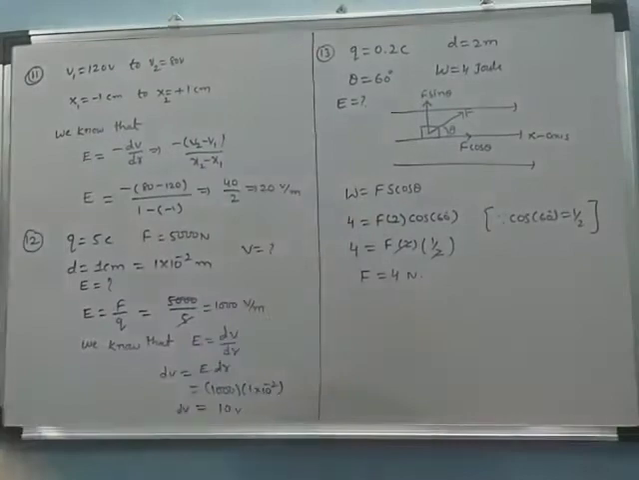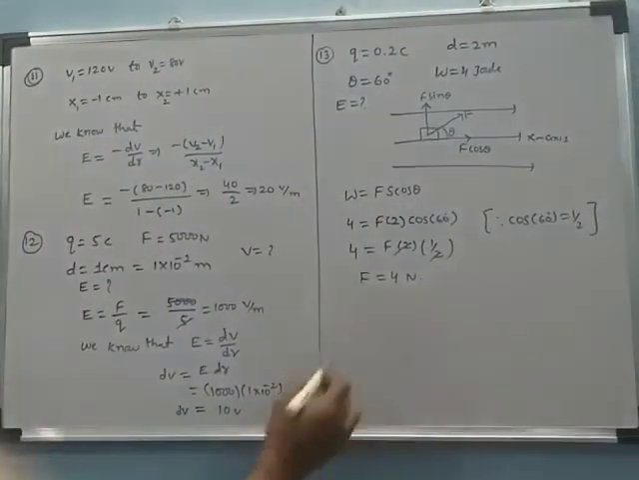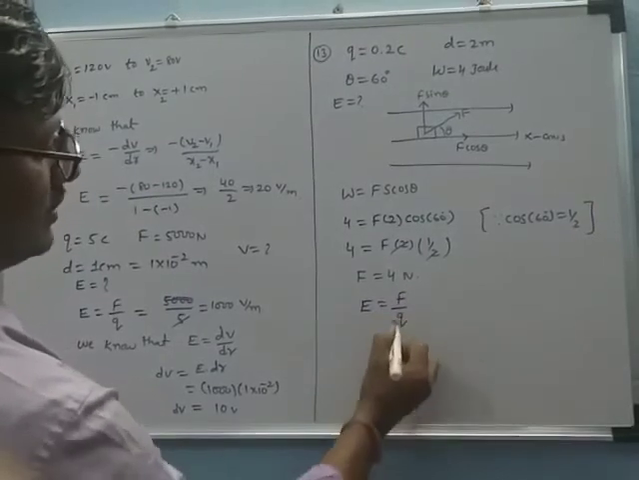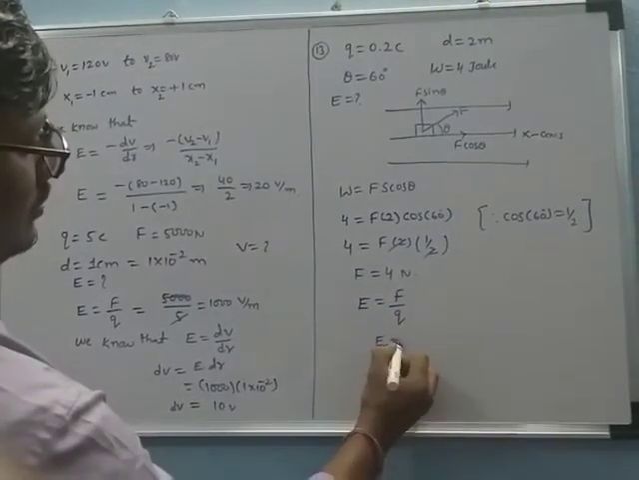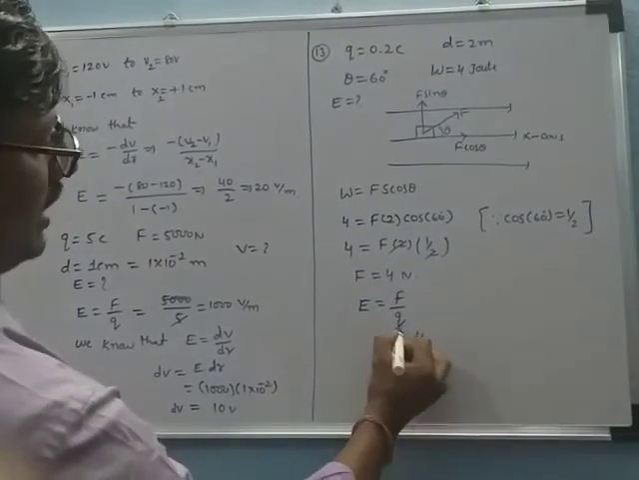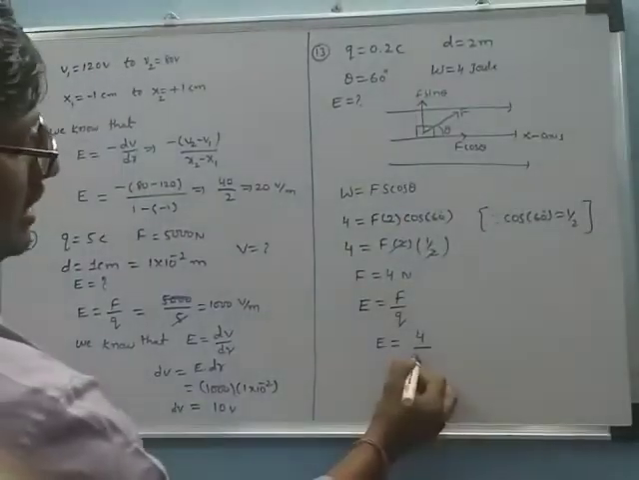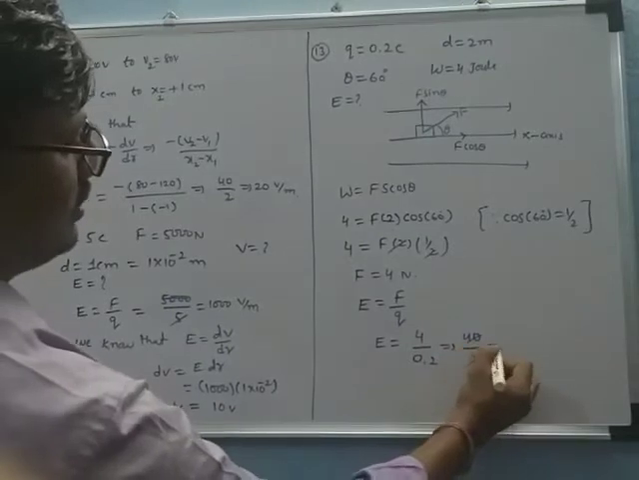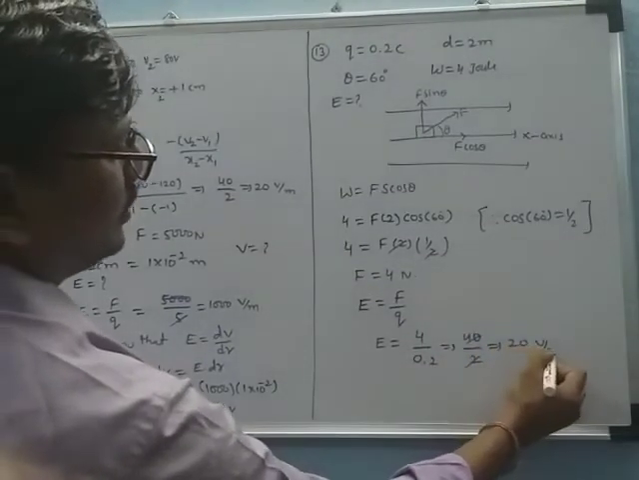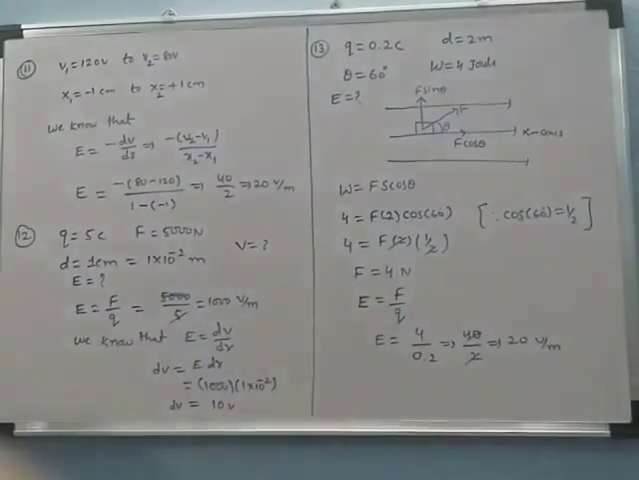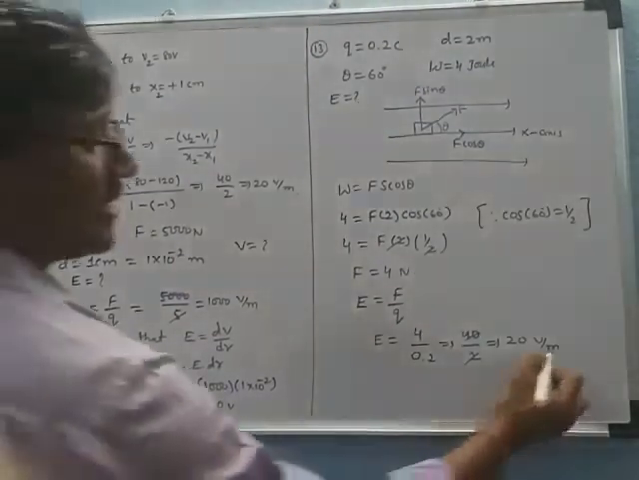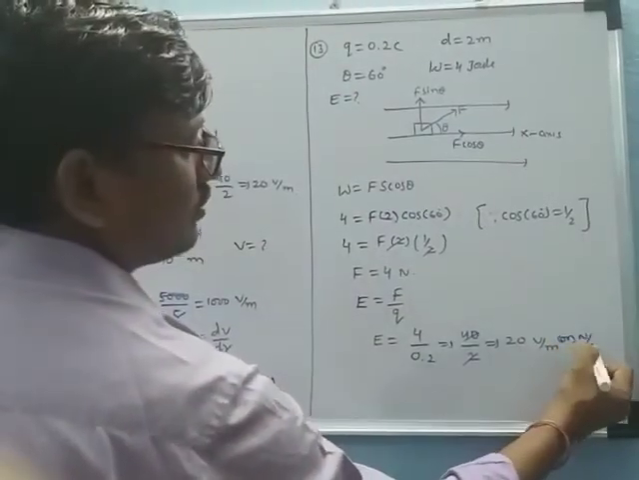Then we can find out the electric field. What is the formula for the electric field? E is equal to F by Q. Then E is equal to F, which is given as 4, divided by the charge, 0.2, that is equal to 40 by 2, that is equal to 20 volt per meter, or we can also write newton per coulomb.